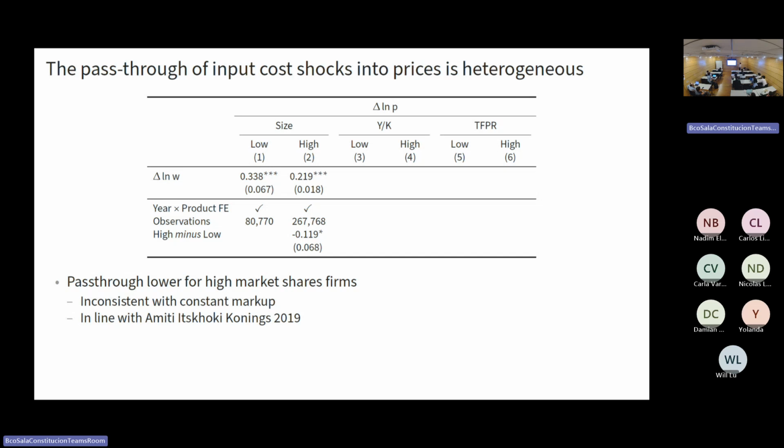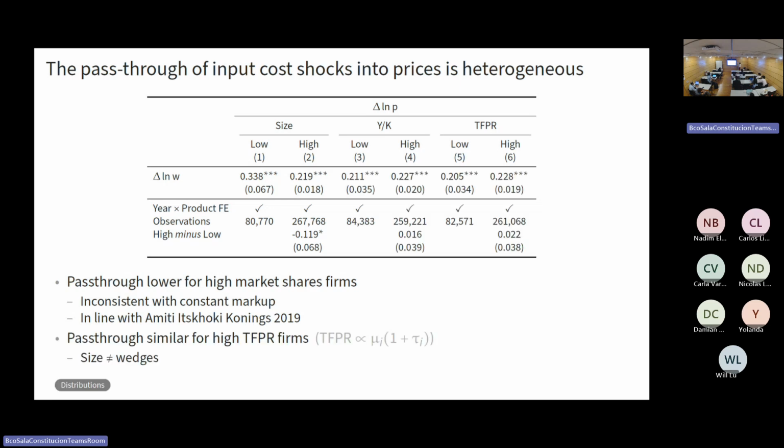Now, in a world where you have not only differences in markups, but differences in input wedges, this is not the marker of heterogeneity that you would like to compute. You would like to compute something like TFPR, which is the product of markups and input wedges. And when you do that same exercise in the data, you find that although firms of different sizes have statistically different pass-throughs, firms that have different TFPR do not. So the reallocative effects of monetary policy in an economy with input distortions, and in particular in ours, are going to look very different than if we misspecify the model and consider only an economy with demand distortions and compute the differential pass-throughs. That's the idea.